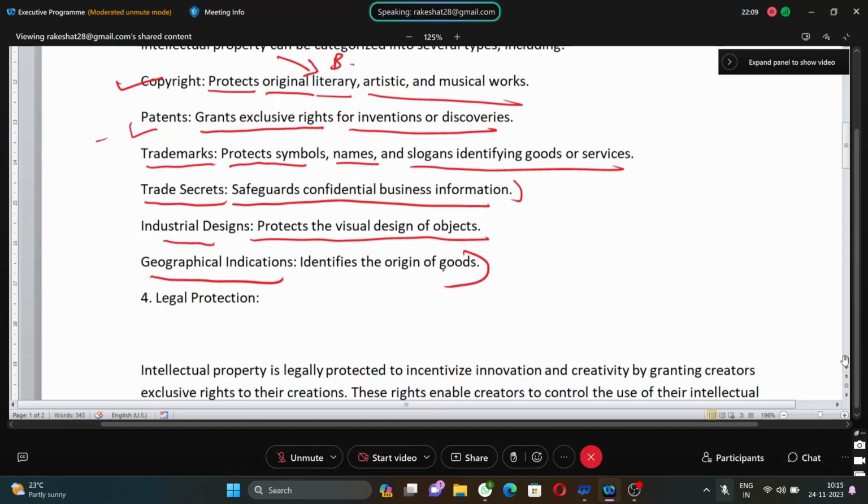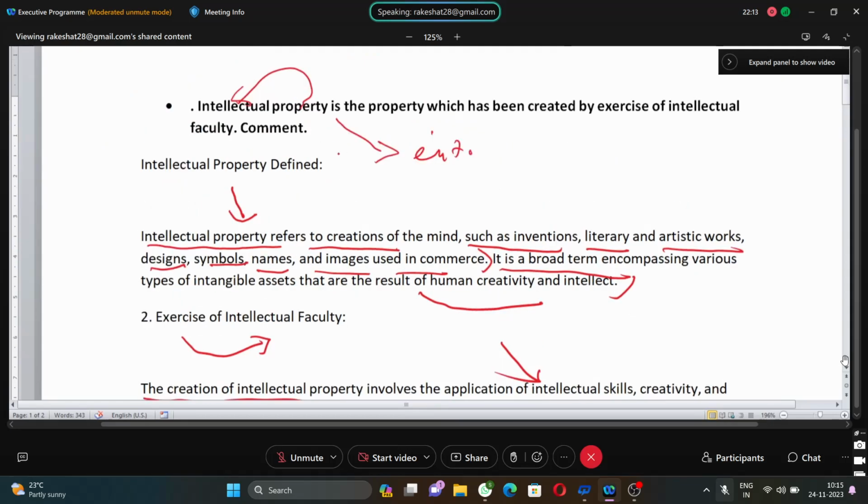So this question is normally discussing, you have to comment whether the intellectual property which has been created by law is the exercise of certainty or not. Yes. So this is our first question.